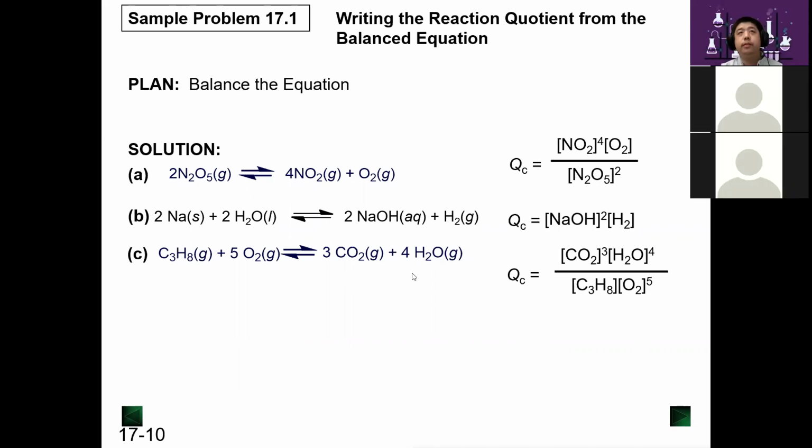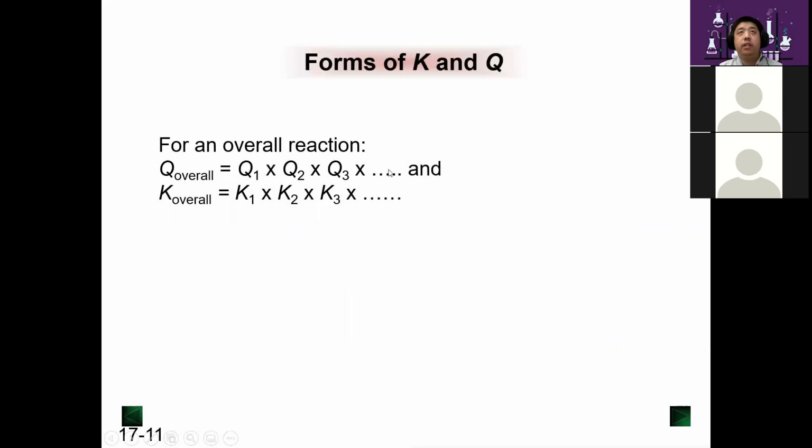Okay. So we're going to talk more about the different forms of K, or we can refer to it as Q as well. So different ways that we can write this equilibrium expression. So we have one where we consider it an overall reaction. So just like our reaction mechanism, you have different steps. You have step 1, step 2, step 3. We assume that each one of those has a K of its own. And then when we multiply them across with each other, we get the K overall. So this can be done with a reaction mechanism as well.